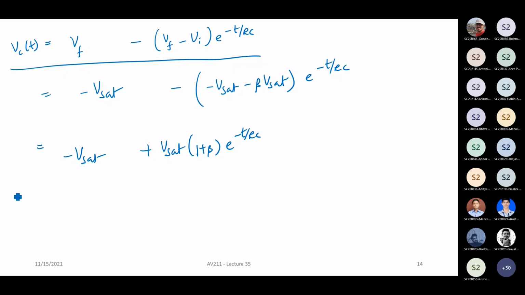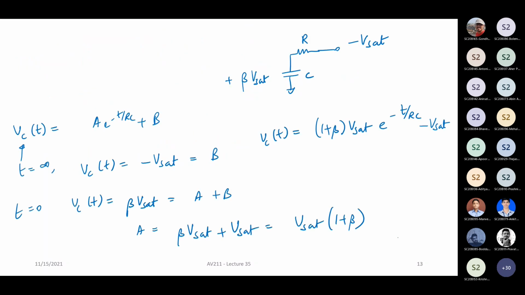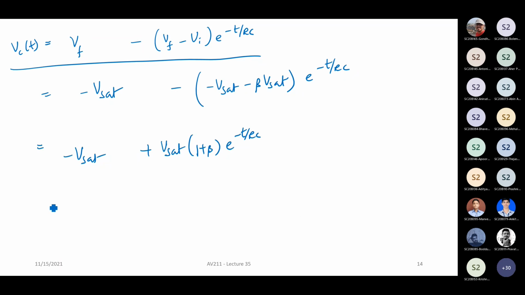Okay. Now, again, what will happen? This is basically charging towards minus Vsat, and it will reach a point where, when Vc of t becomes minus beta times Vsat, then Vout will switch to plus Vsat. Correct?